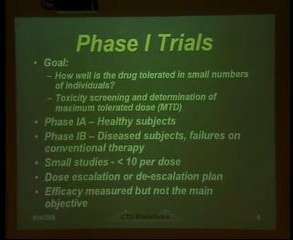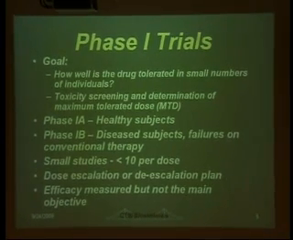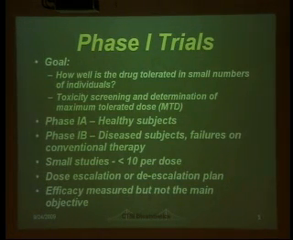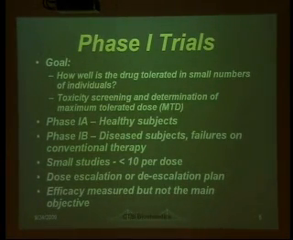There's sometimes a distinction between phase 1A and phase 1B, referring to healthy or diseased subjects who are failures on conventional therapy. These are generally small studies, less than 10 patients per dose. There may be a dose escalation plan or a de-escalation plan to try and hone in on a particular target dose. Again, here efficacy is measured, but is not the main objective of the study.